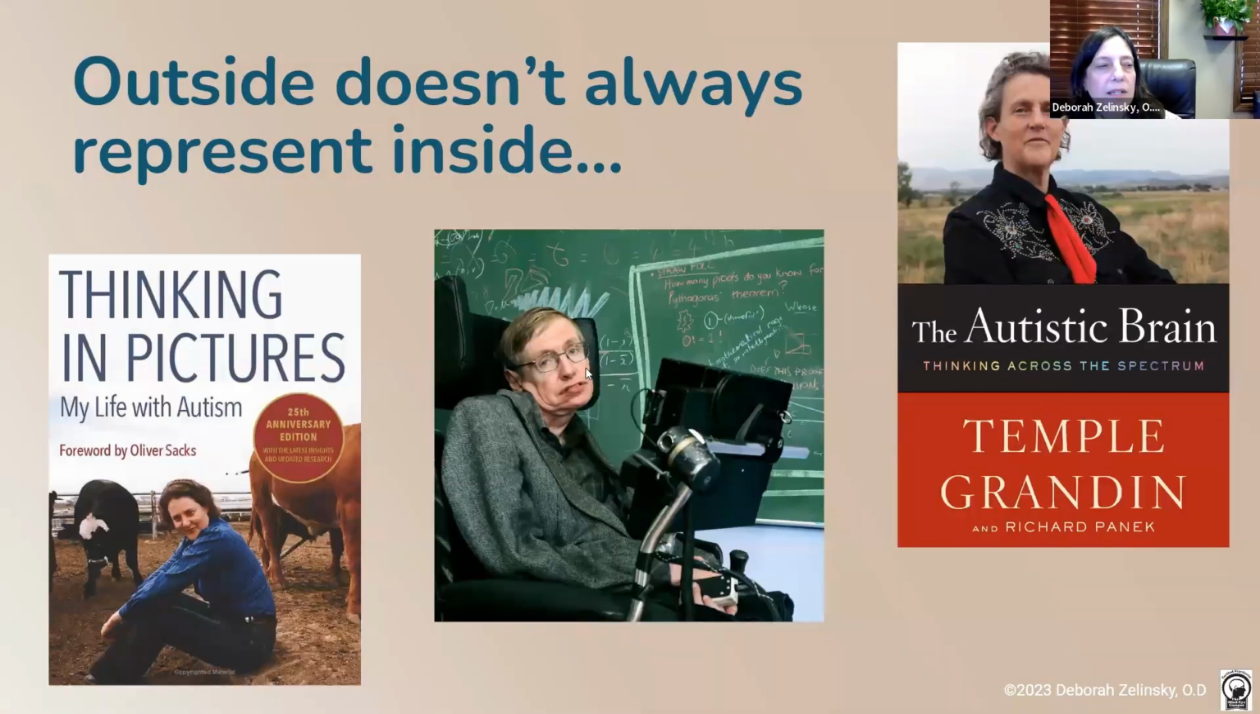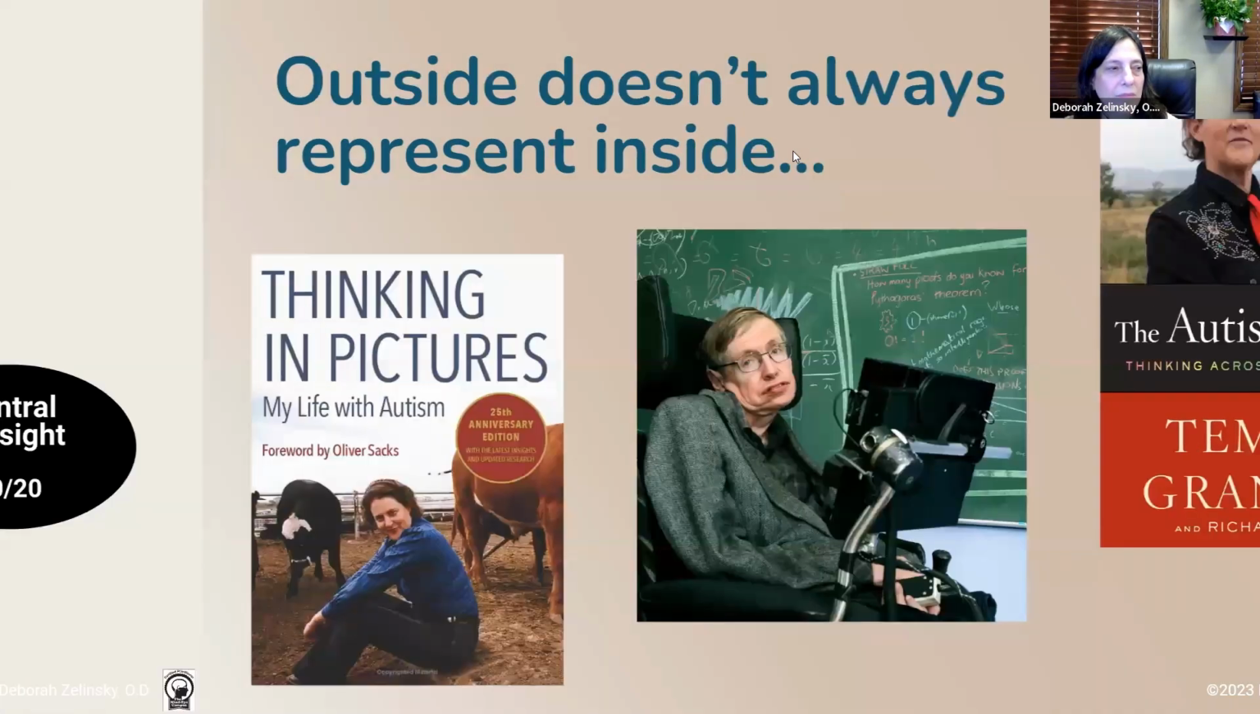Neither Temple Grandin nor Stephen Hawking appeared to be neurotypical, but both of them were brilliant. Temple Grandin is brilliant and has written multiple books, and Stephen Hawking is one of the smartest people, they say, ever. And again, just because the outside is one way, there's a lot going on visually on the inside.